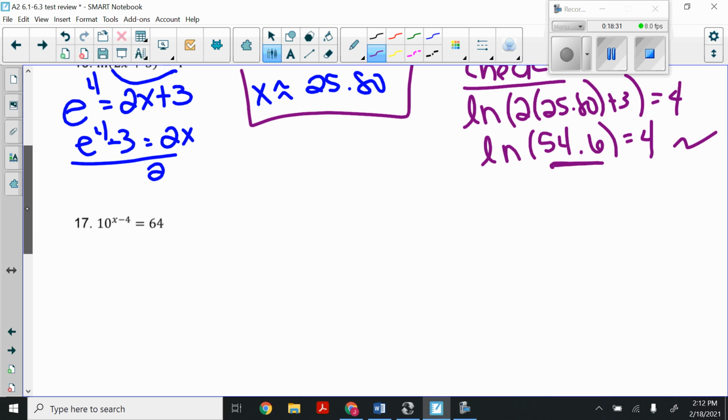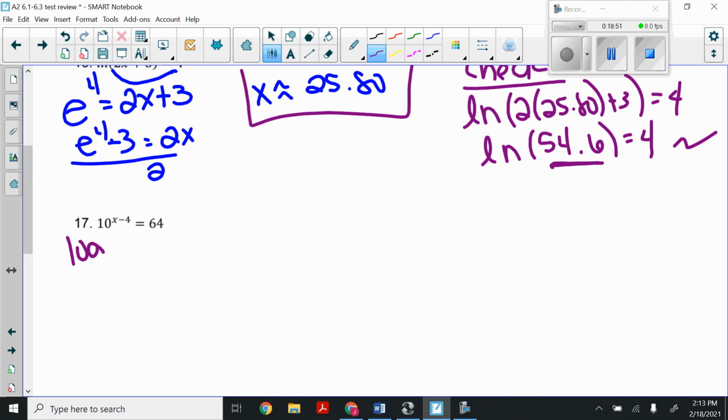Number 17, 10 to the x minus 4 equals 64. Well, I can see that this is not going to be a nice whole number. 10 to what power equals 64? It's not a nice whole number. So when that's the case, we start out with exponential. We take the log of both sides.